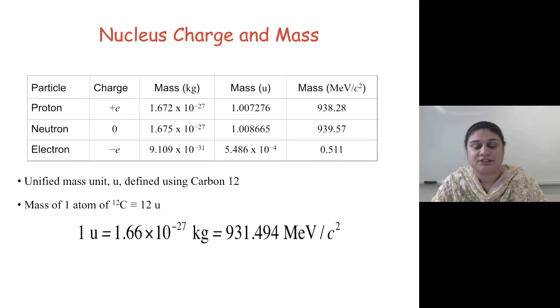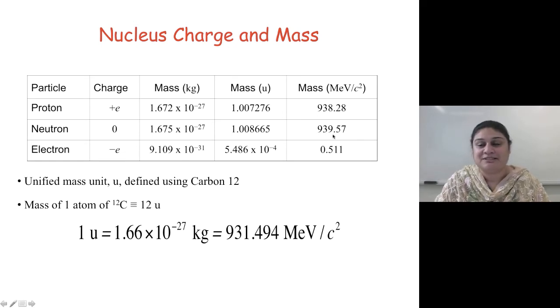An electron has a negative charge. Its mass is 9.1 times 10 to the minus 31 kilograms. Its mass is 5.48 times 10 to the minus 4 AMU, and its mass in MeV is 0.51. So compare the masses of protons and neutrons: they're both close to about 900, whereas the electron mass is a half of a unit. The unified mass unit U is used to define carbon-12. The mass of one atom of carbon-12 is 12 U. 1 U is equal to 1.66 times 10 to the minus 27 kilograms, or 931.4 MeV over c squared.